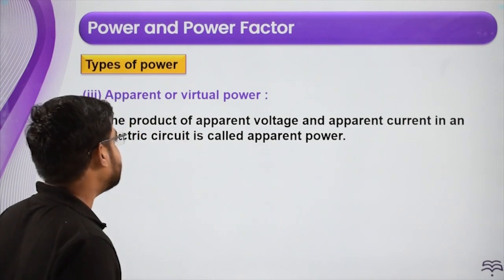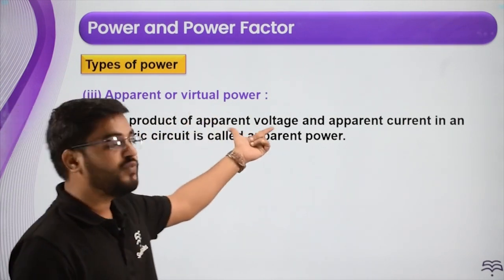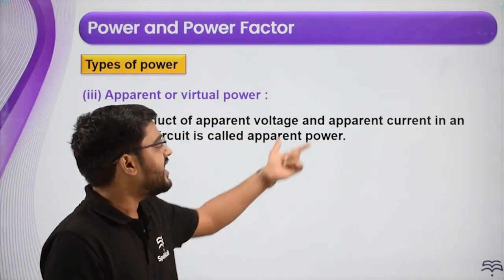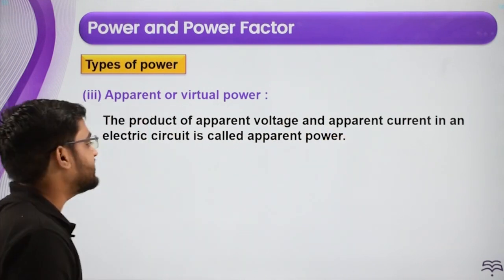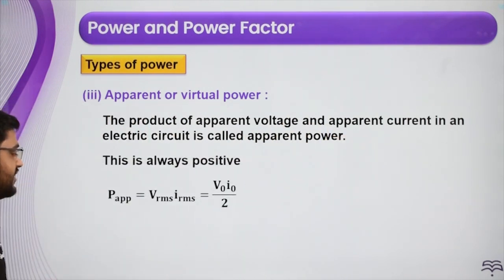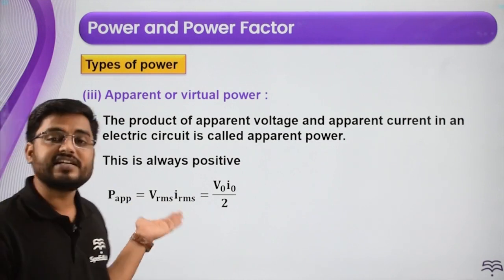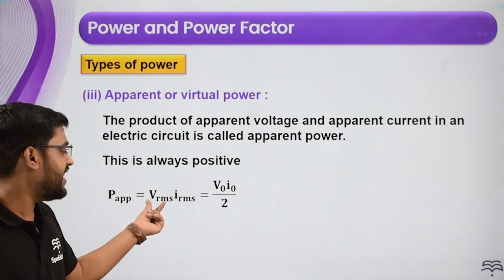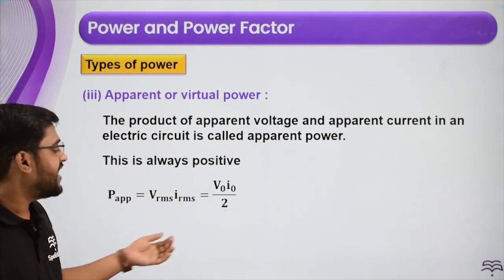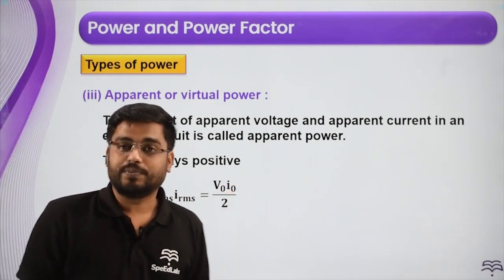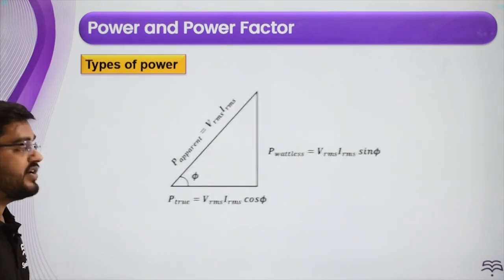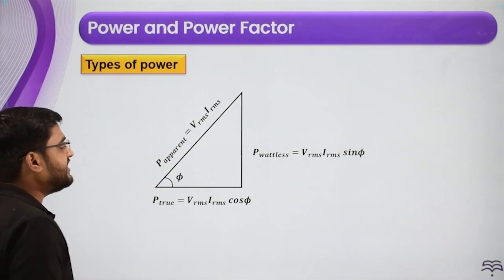So apparent power is nothing but the product of apparent voltage, that is Vrms, and apparent current, that is Irms. So it is simply Vrms into Irms. If this is V0 by root 2 and this is I0 by root 2, then we'll get V0 I0 by 2, where V0 and I0 are the peak values of voltage and current.